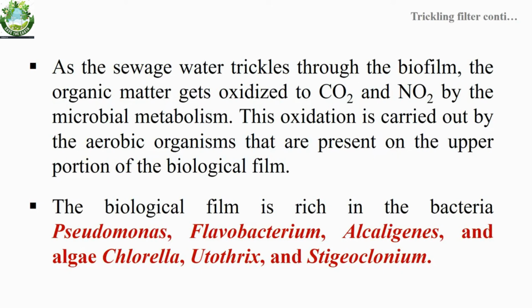This oxidation is carried out by aerobic microorganisms, particularly bacteria that are present on the upper portion of the biological film. The biological film is rich in bacteria. Generally used bacteria are Pseudomonas, Flavobacterium and Alcaligenes, and algae like Chlorella, Oscillatoria and Stigeoclonium are generally used. Besides this, some fungi and yeast are also used in the biological film. The type of media, its depth, organic and hydraulic loading, filter staging, recirculation rate and the flow distribution are some factors which influence the performance of this trickling filter technique.